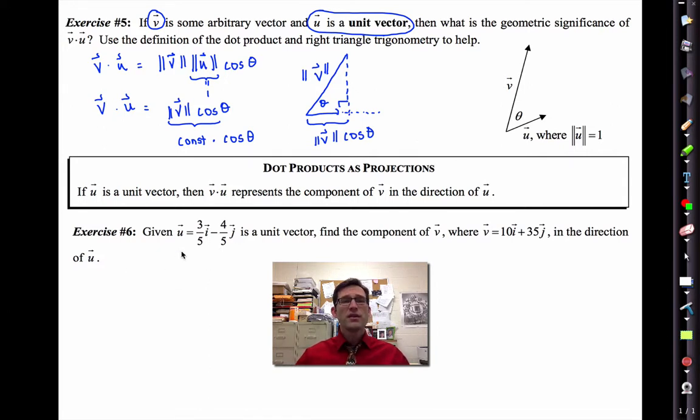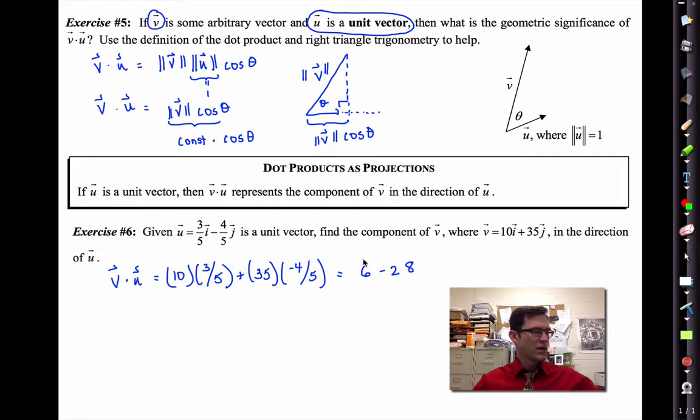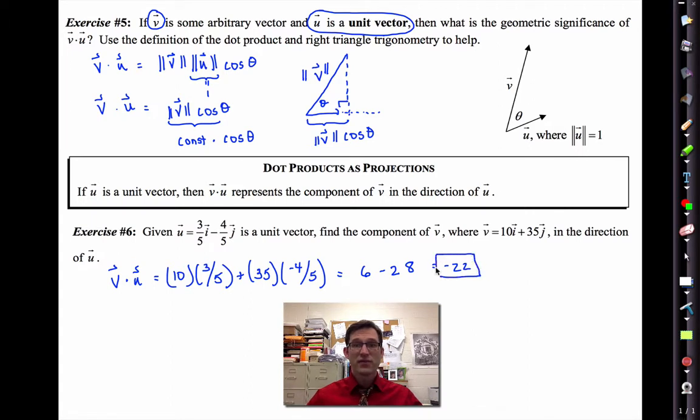So take a look. It's very simple. Given that u is a unit vector, find the component of v, where v is equal to 10i plus 35j, in the direction of u. I'll draw this out eventually, but what we just came up with was very simple. It just is v dot u. That's simple, right? It's going to be 10 times 3/5 plus 35 times negative 4/5. And let's see, what would I get? I'd get 6 minus 28. Is that right? Yeah, that's right. And that's negative 22. So that's it. That's the projection of v in the direction of u.